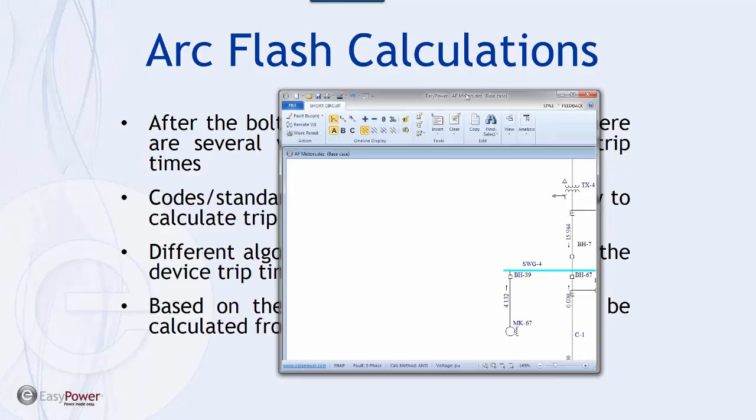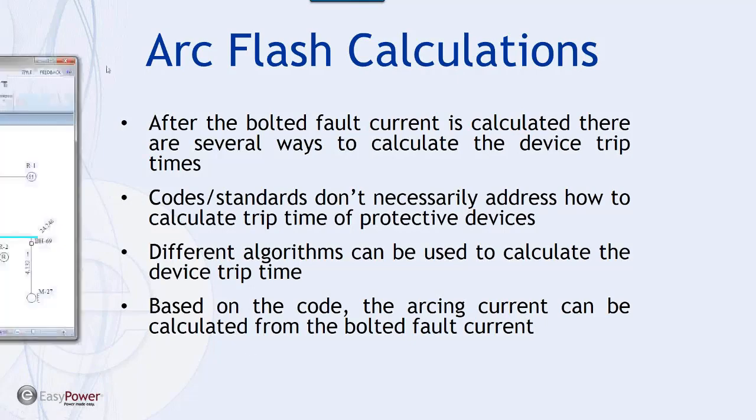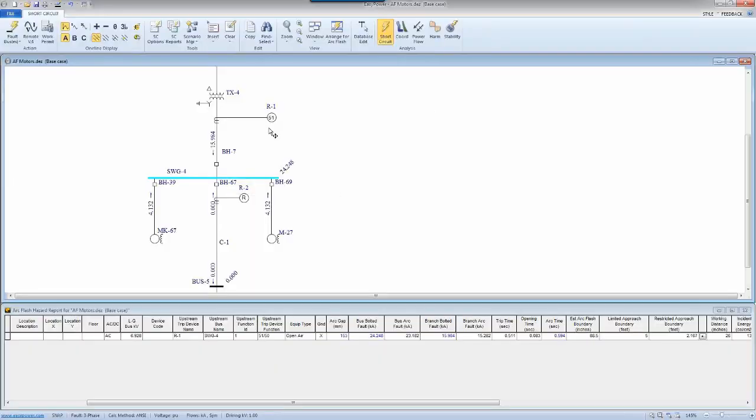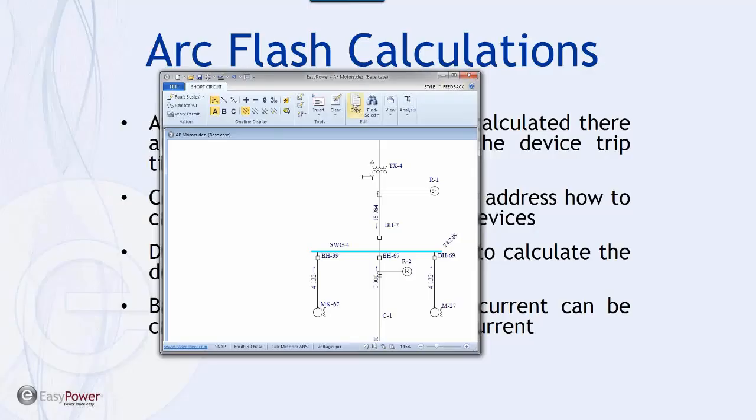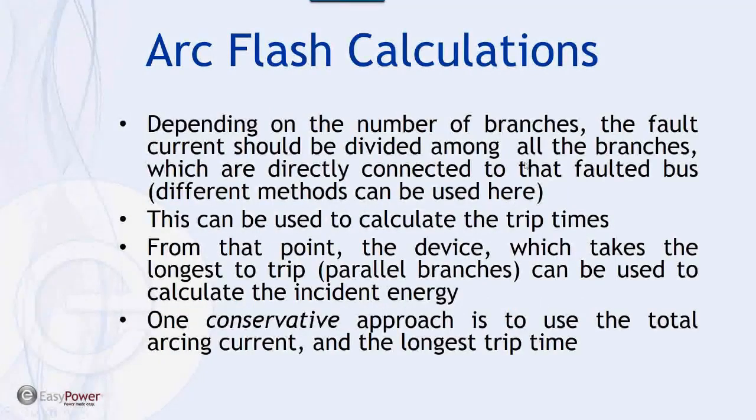So let's just go back to the presentation again. Then we have the arcing current going through each branch, and after that we can use the TCC of each protective device here. For example, for this branch it becomes this protective device, for this branch becomes this protective device, and calculate the trip time for that protective device for that specific branch. So that would be the step that we need to take. Depending on the number of branches, the fault current should be divided among all branches which are directly connected to that faulted bus. Different methods can be used here. This can be used to calculate the trip times from that point, which are all the options that I already covered. So I just read through and move on.